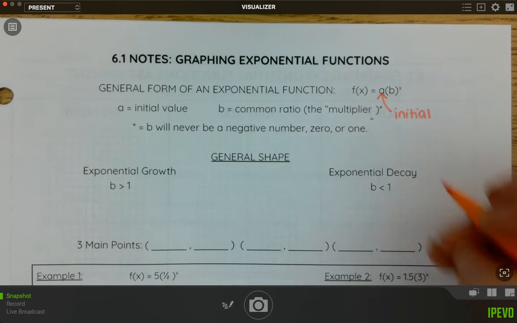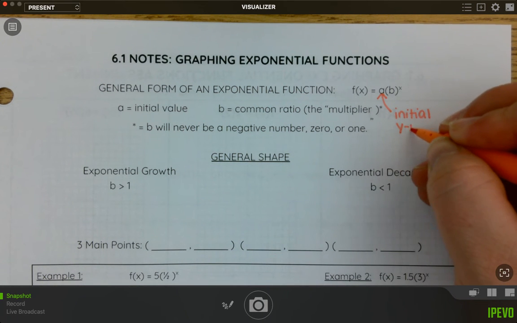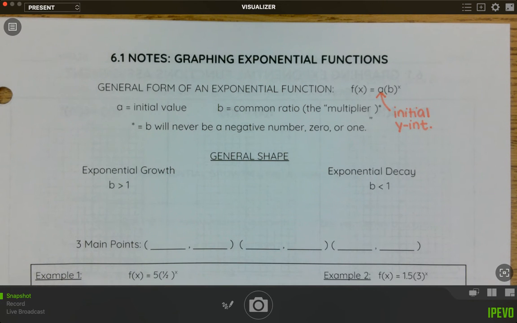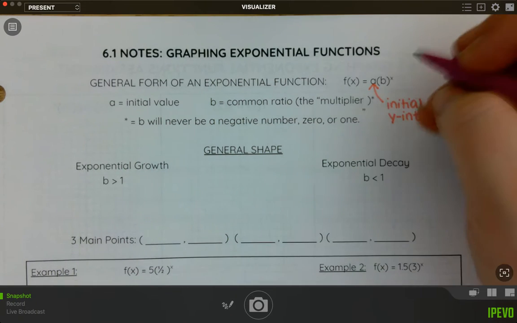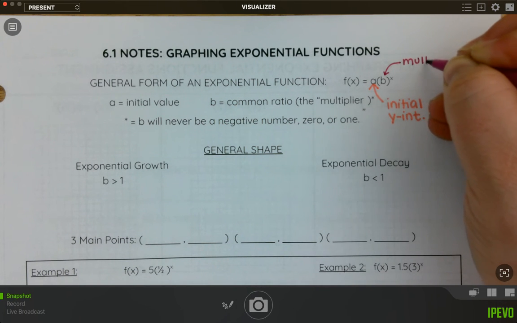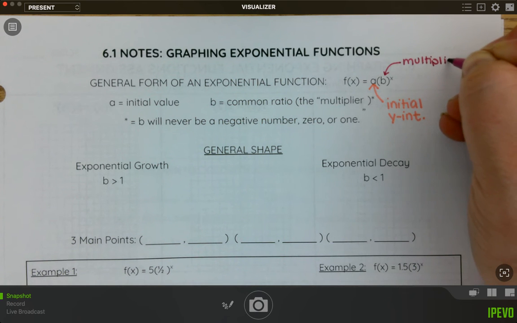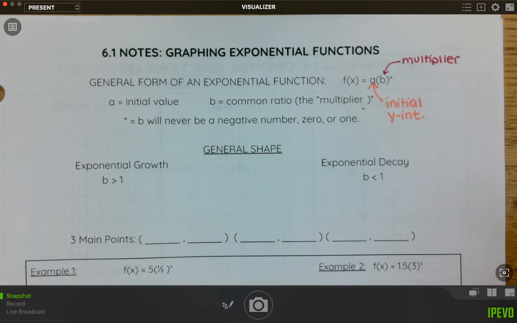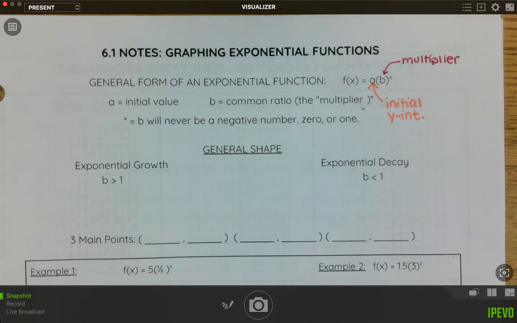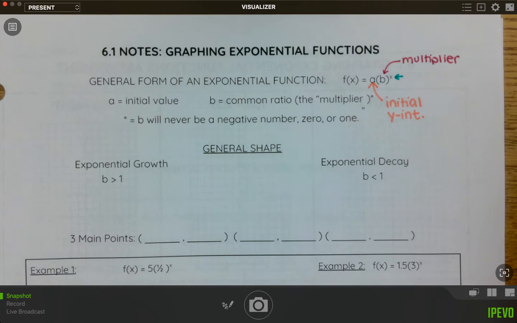It is also known as the y-intercept because that's where we usually start a graph when we're graphing it. And then this number right here is called the multiplier. What that means is we're going to take this number and multiply it by this number. How many times, you ask? Good question. This many times.